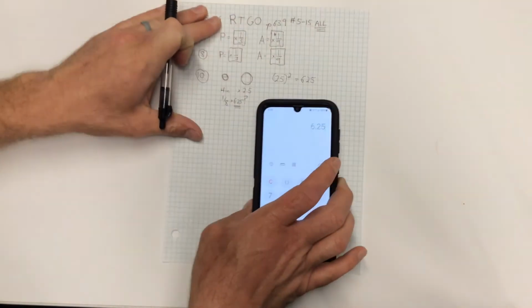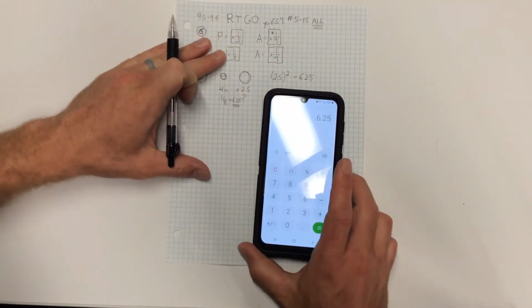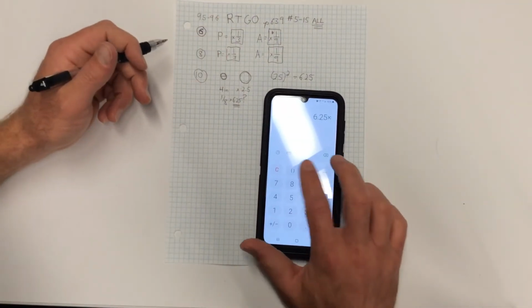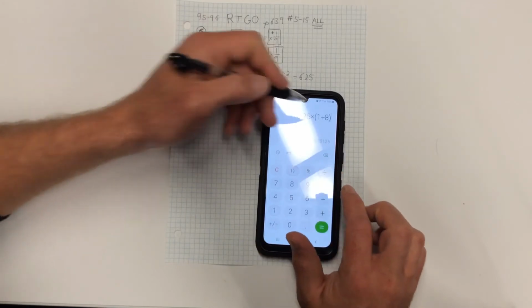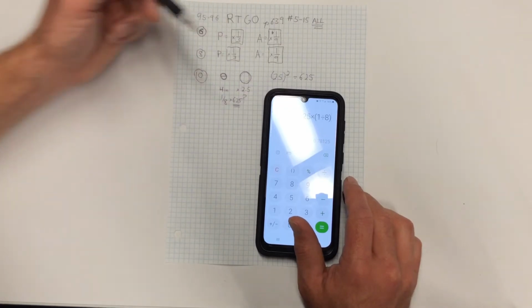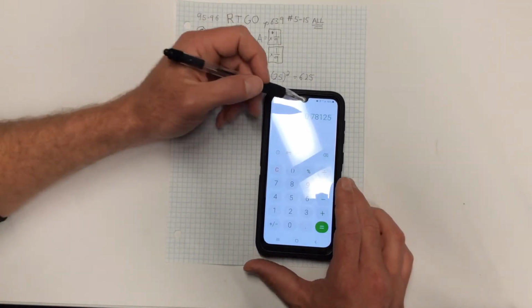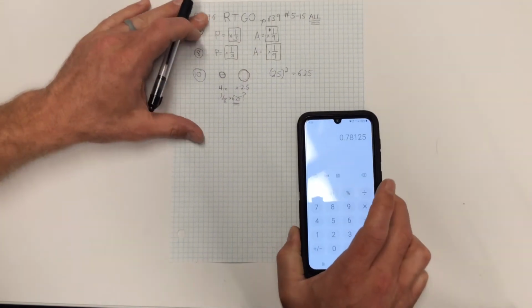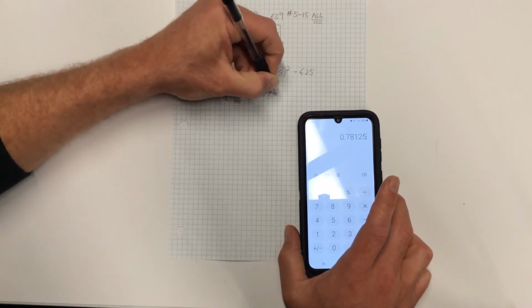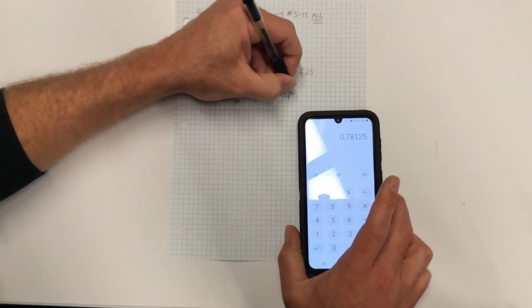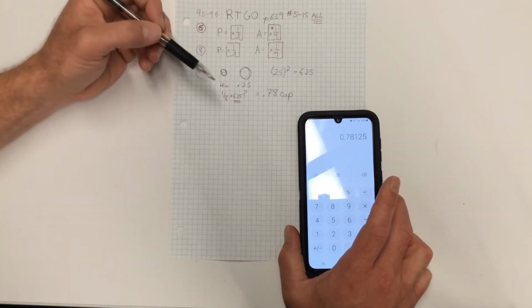I'll just show you. Why not? I can do it on here. 6.25 times, and I'm going to do 1/8 like a fraction. 1 divided by 8. I put in parentheses so that it for sure creates the fraction 1/8 equals 0.78. So that means it is going to require 0.78 of a cup. Let's put some units on there to make the larger pancake.